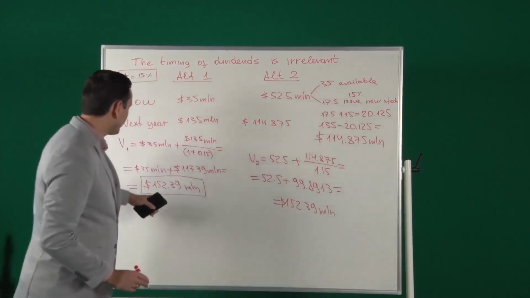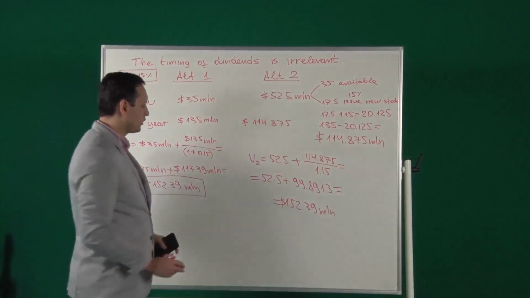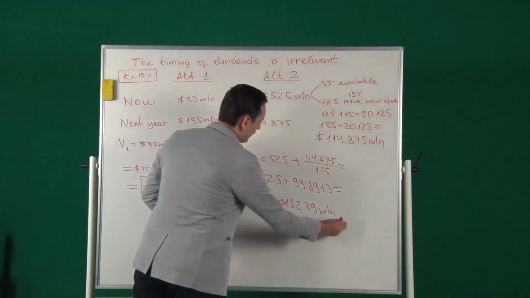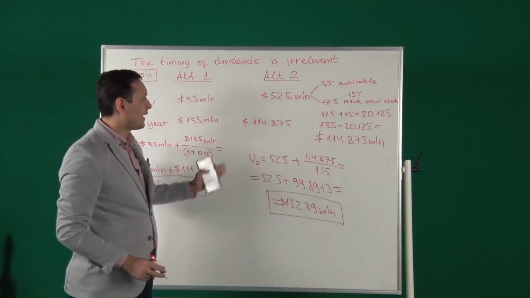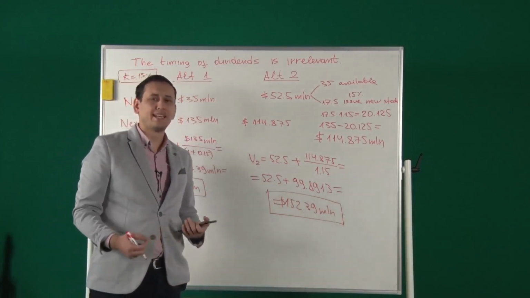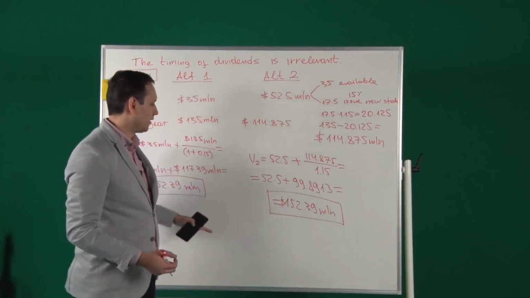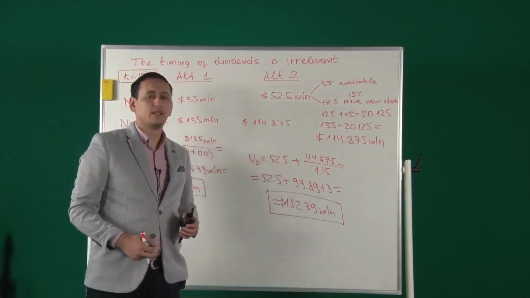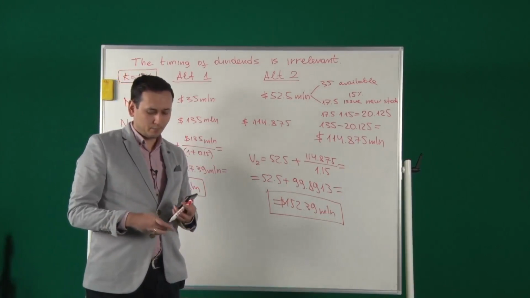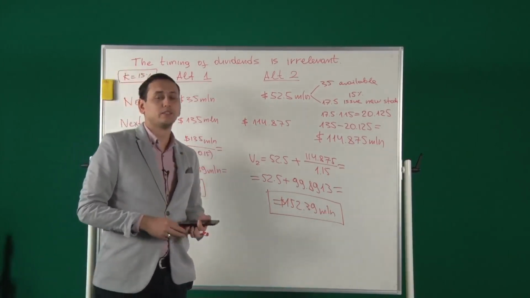So as you can see, in the first alternative and the second alternative, the value of the firm does not change, no matter when we pay and how much we pay the dividends. The value of the firm will not change. And that's why the theorem introduced by Modigliani and Miller is called the dividend irrelevance theory.